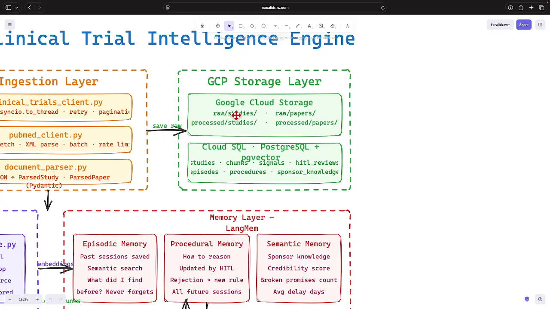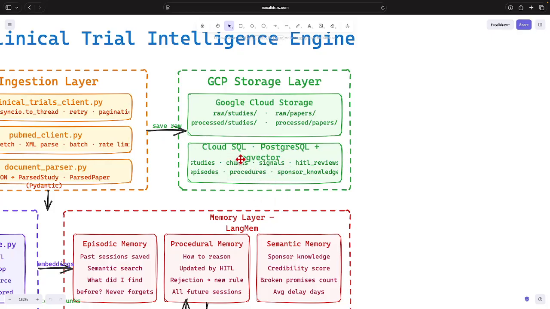We still have the original data with us, and that is the reason we maintain it on Google Cloud. There are two storage services here that we are using. You can think of Google Cloud Storage as a hard drive in the cloud. It holds your raw JSON files exactly as the APIs returned them. Cloud SQL is basically the PostgreSQL database. It holds the cleaned structured data and the vector embeddings we generate.